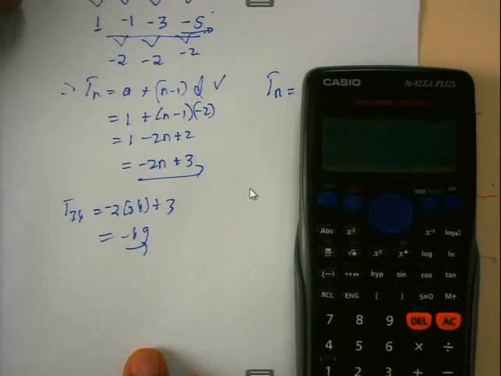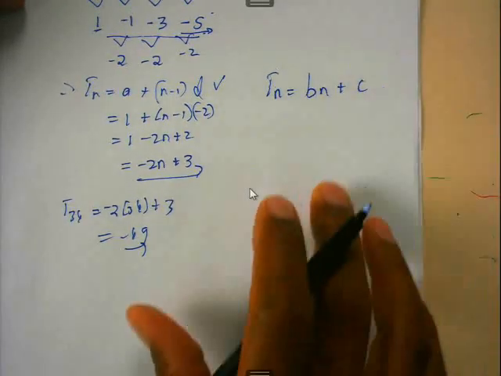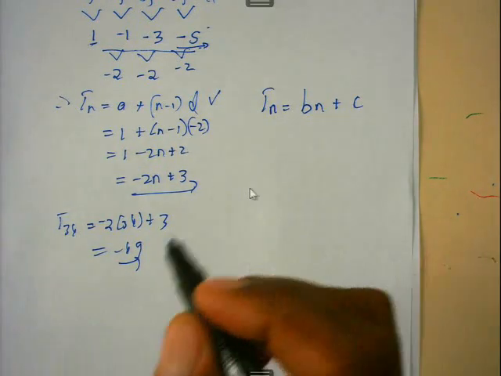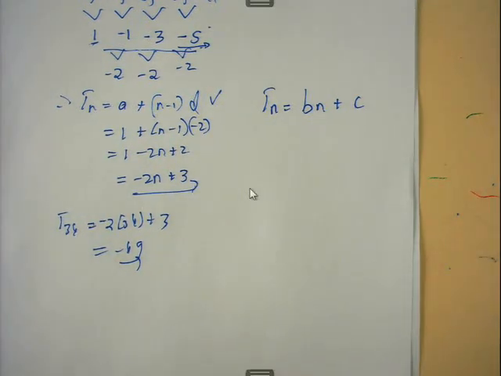Boys and girls, please make sure that you go through this type of question so that you really understand. The next question says to determine the expression for the nth term, which you know, because it is a quadratic, should be Tn = an squared + bn + c.